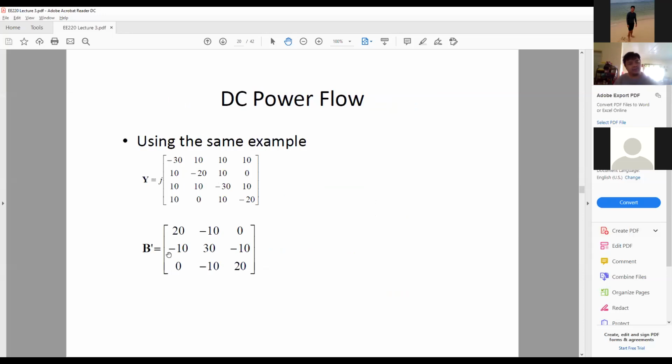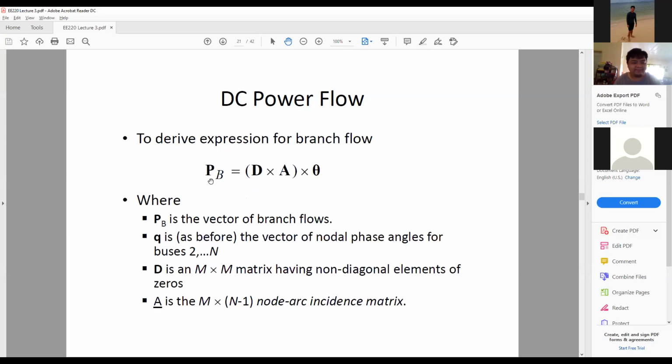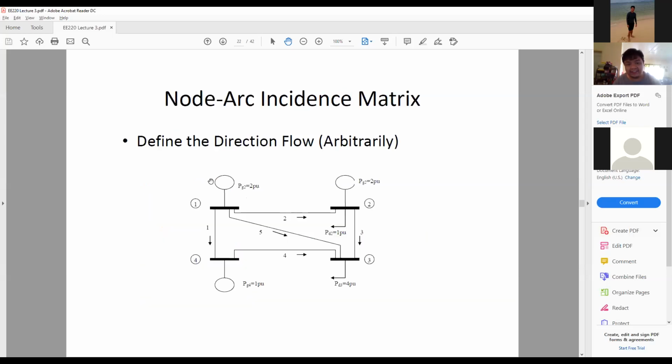Pero dito class, dito sa notes na nandito, ang ginawa lang, yung B prime, okay, is actually tinanggal lang niya yung first row and first column. Yun kasi yung ginamit niyang pivot. Kaya nakikita nyo, nag-start na sa -20, 10, 0. But eventually, at the latter part, hindi naman natin gagamitin yung B prime. B ang gagamitin natin, where yung B is just equivalent to your Y bus. Okay? Mamaya. Now, we get the Y bus.